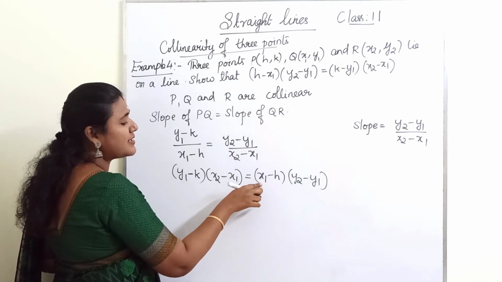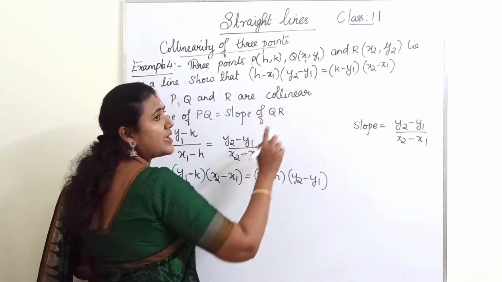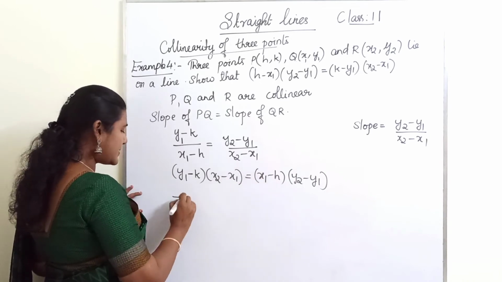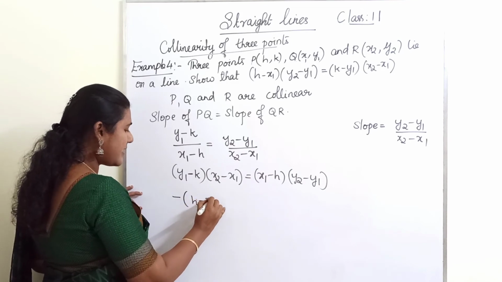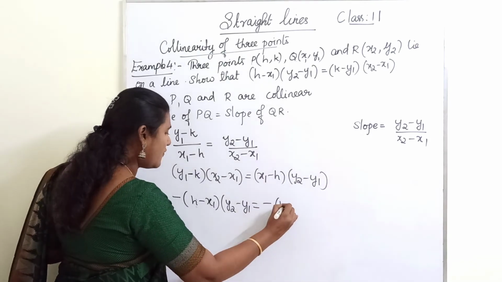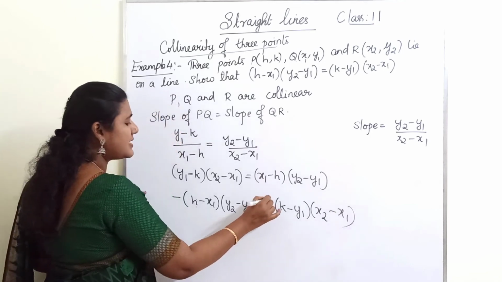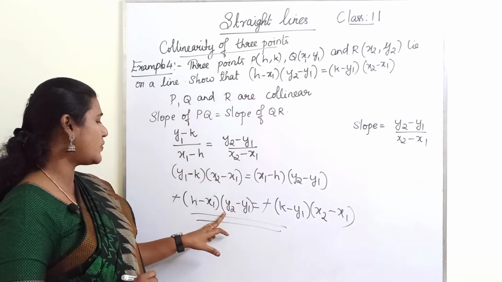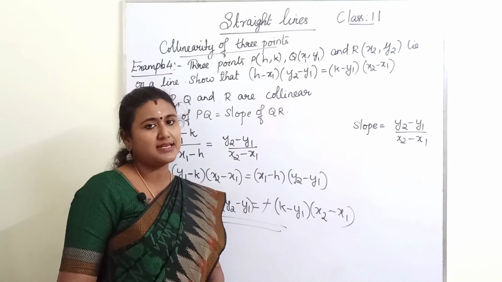So here the result is h minus x1. We will take minus 1 common from this term, and on the left side we need k minus y1, so from this we will take a minus sign outside. So we write this expression as minus of (h minus x1)(y2 minus y1) is equal to minus of (k minus y1)(x2 minus x1). This minus sign will get cancelled and we will get the required result: (h minus x1)(y2 minus y1) equals (k minus y1)(x2 minus x1).